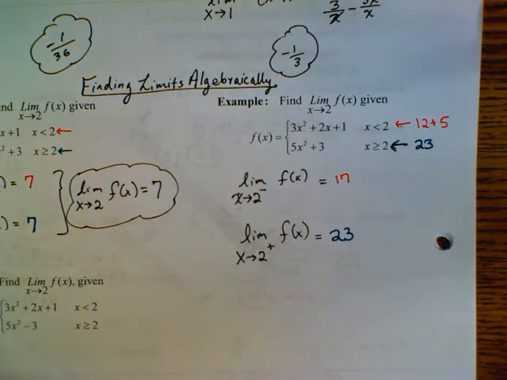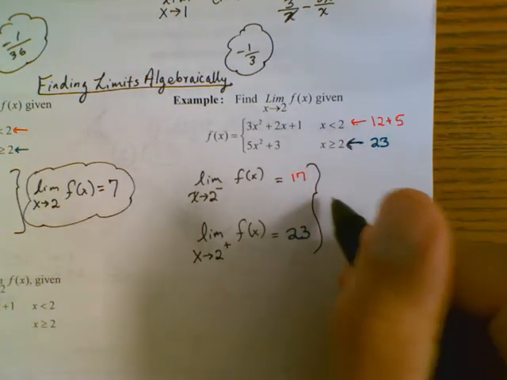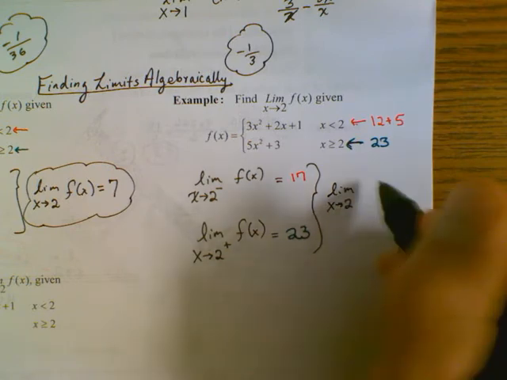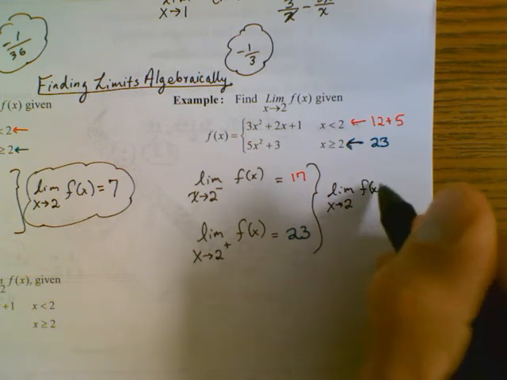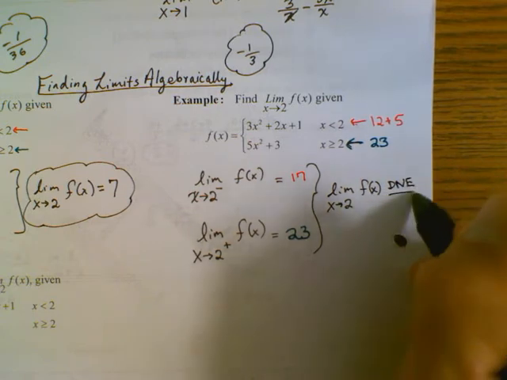We didn't get the same number. Since we didn't get the same number, I'm sorry, I should have said the limit of f of x as x approaches 2 does not exist. Okay?